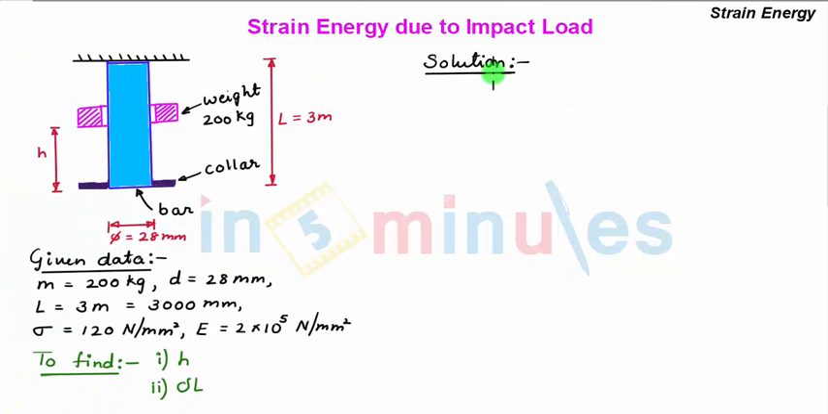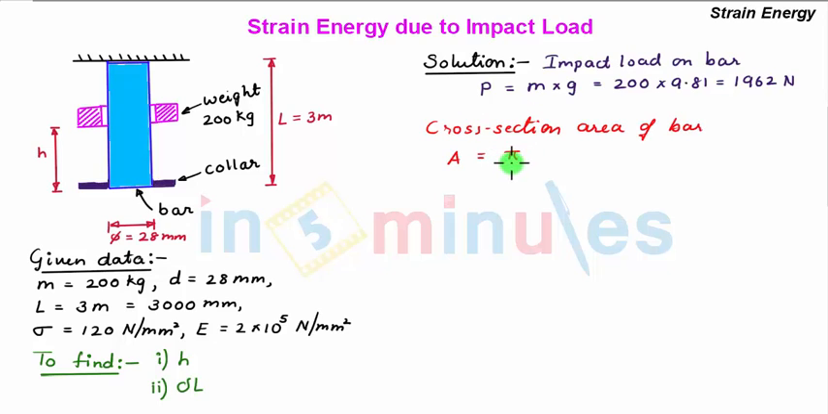So now let us solve the problem. Solution: first, the load P which falls on this bar is given as m into g, equal to 200 into 9.81, which is equal to 1962 Newton. Also the cross section area of the vertical bar A is given as pi by 4 into d square, where d is 28 mm.